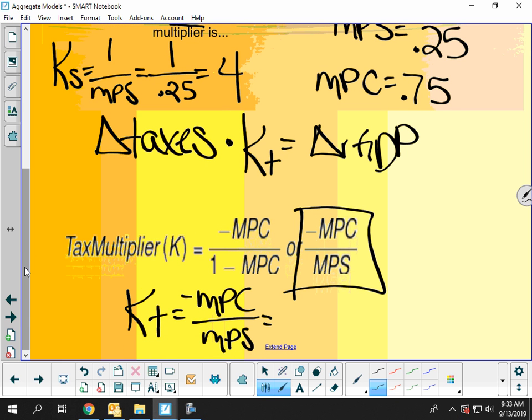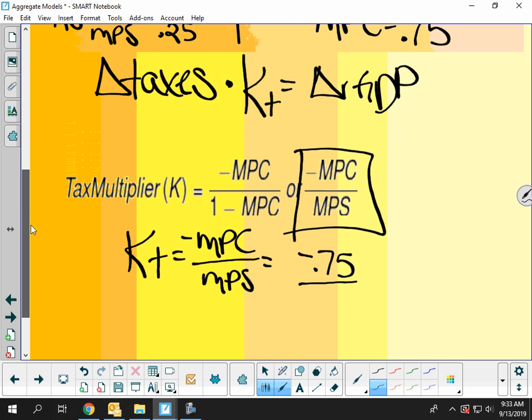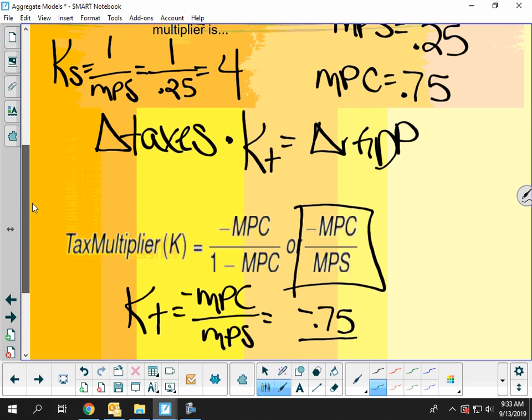Don't forget, negative 0.75. And Victoria, what was in the denominator? The MPS, which is what? 0.25.